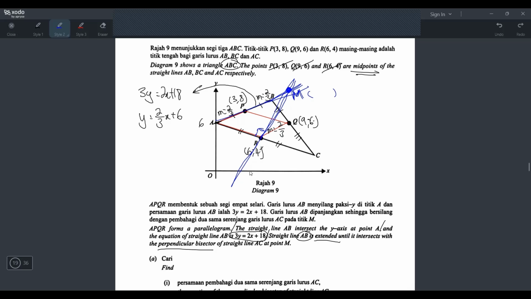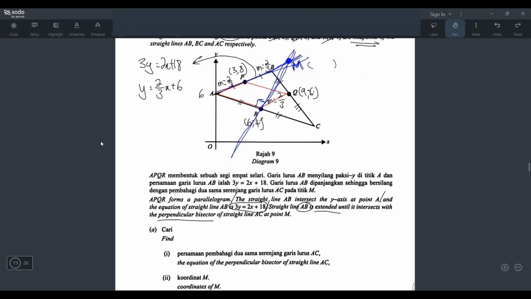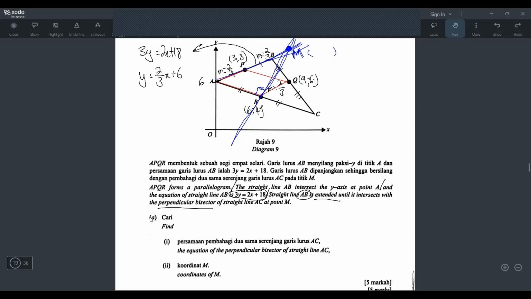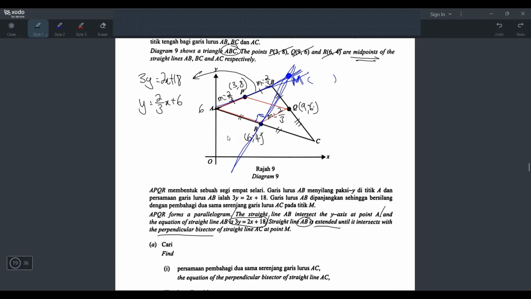But you need to find the equation of the perpendicular bisector first, because you don't have this line's equation, right? And also we don't know what the question wants yet. So let's see what they want now. So question A1, find the equation of perpendicular bisector of AC. It means this blue color line. Yeah, this blue color line.